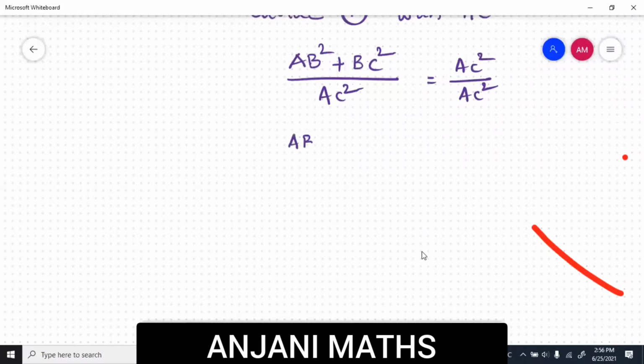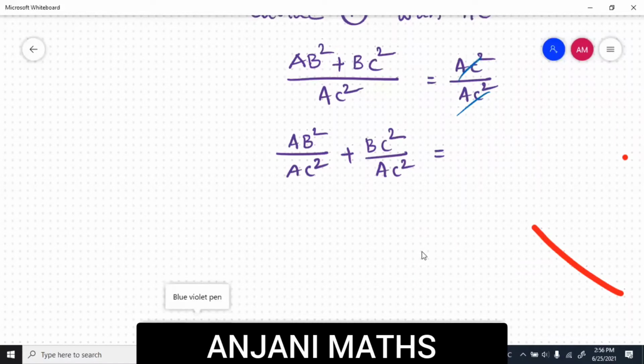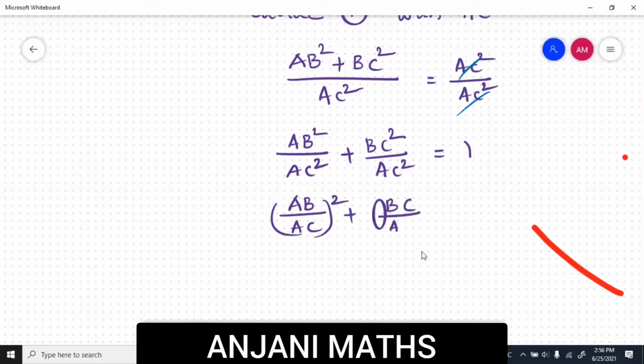So how we write this? AB square by AC square plus BC square by AC square is equal to AC square get cancelled. We get 1. Clear? So how we can write this? AB by AC whole square plus BC by AC whole square is equal to 1.